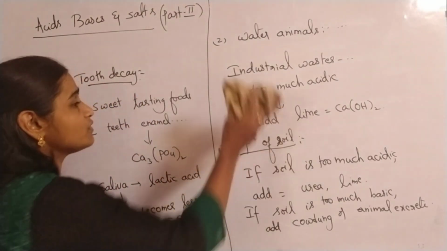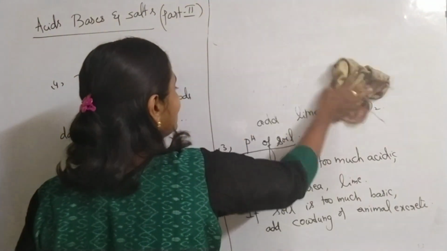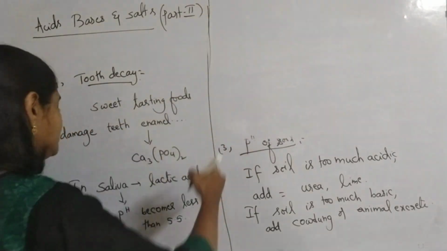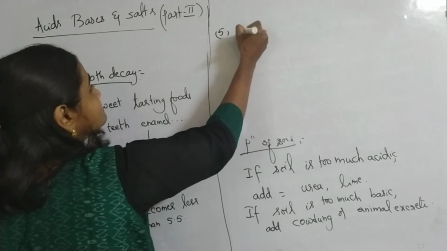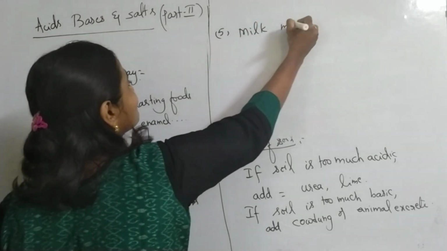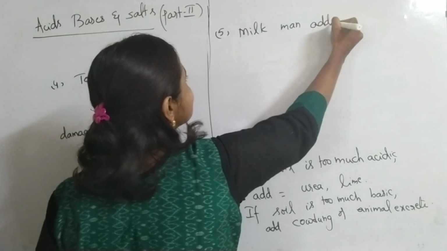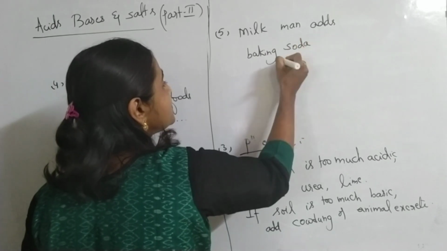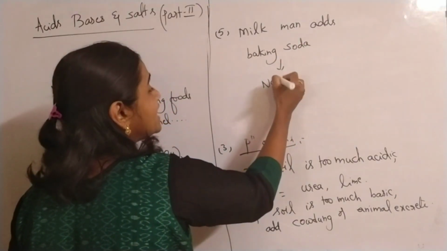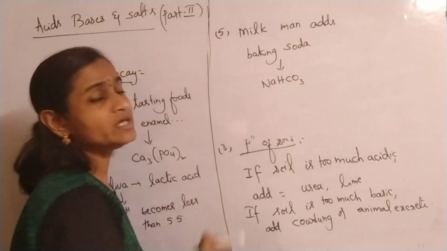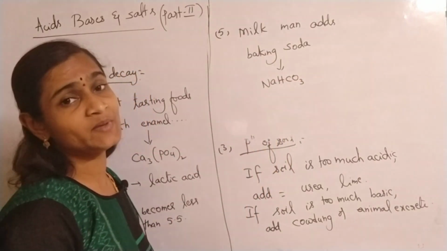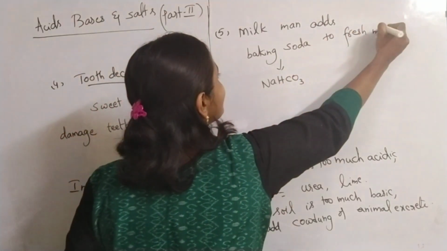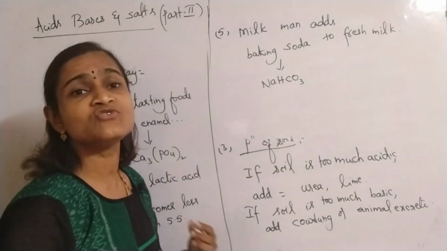Next you are going to have one more important point, that is: a milkman adds baking soda to fresh milk. Why does he add it? What is baking soda? Do you remember? Baking soda is NaHCO3, sodium hydrogen carbonate. He adds baking soda to fresh milk in order to keep the milk fresh for a long time.